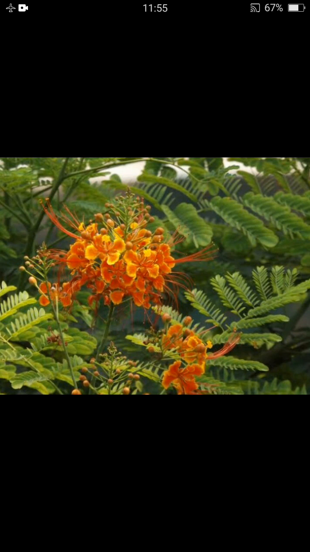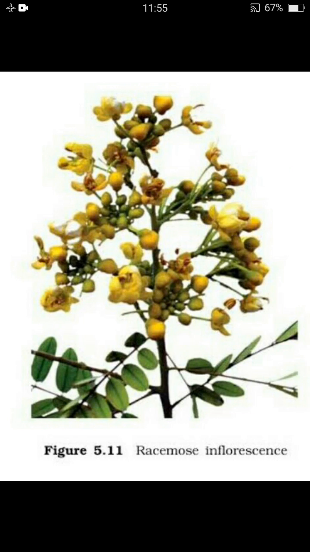It means tip region. This type of arrangement of flowers on the floral axis can be seen in the racemose inflorescence. The arrangement of flowers is known as acropetal succession. Understood? Now we'll tell you one more example for this racemose inflorescence. Now you are seeing cassia flower. This is also an example for racemose inflorescence.